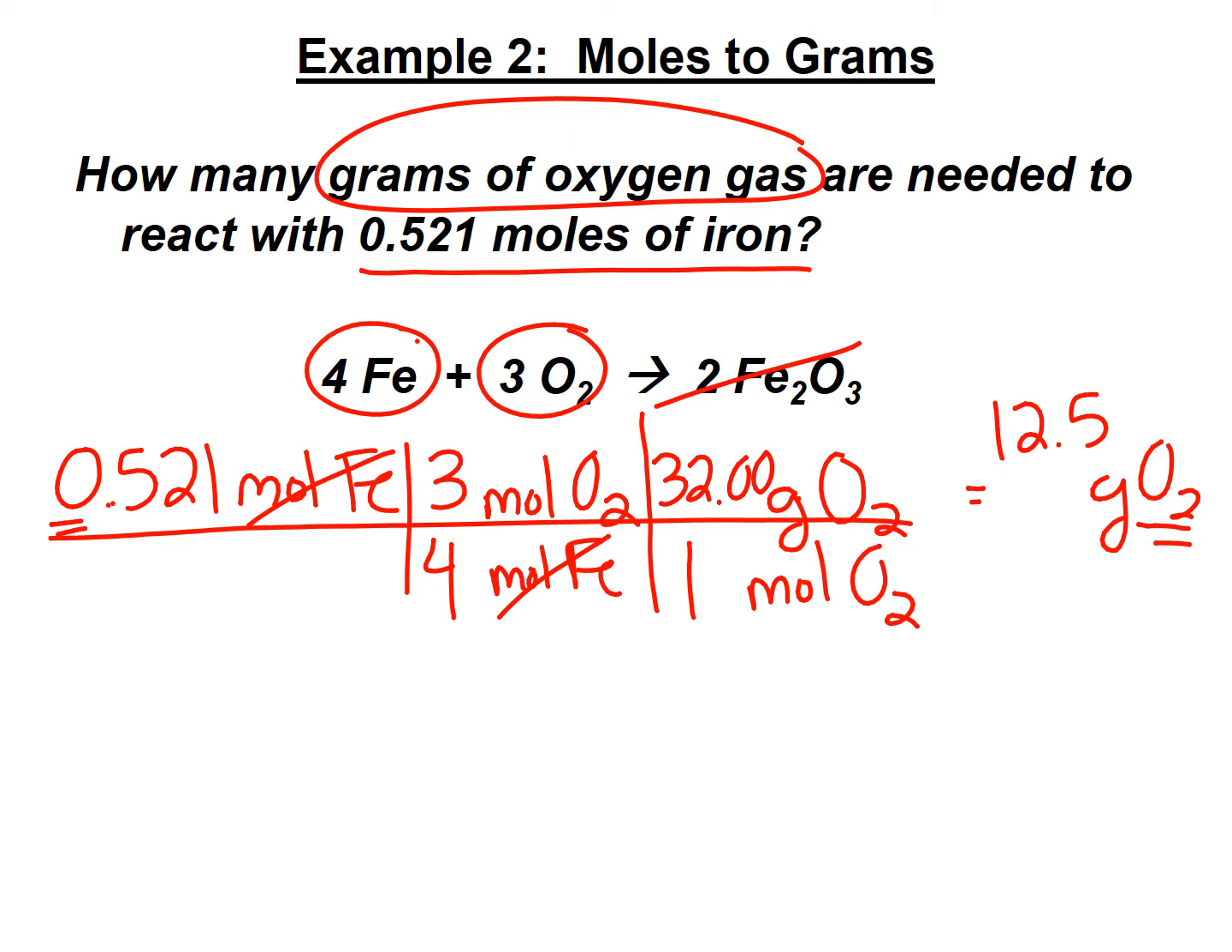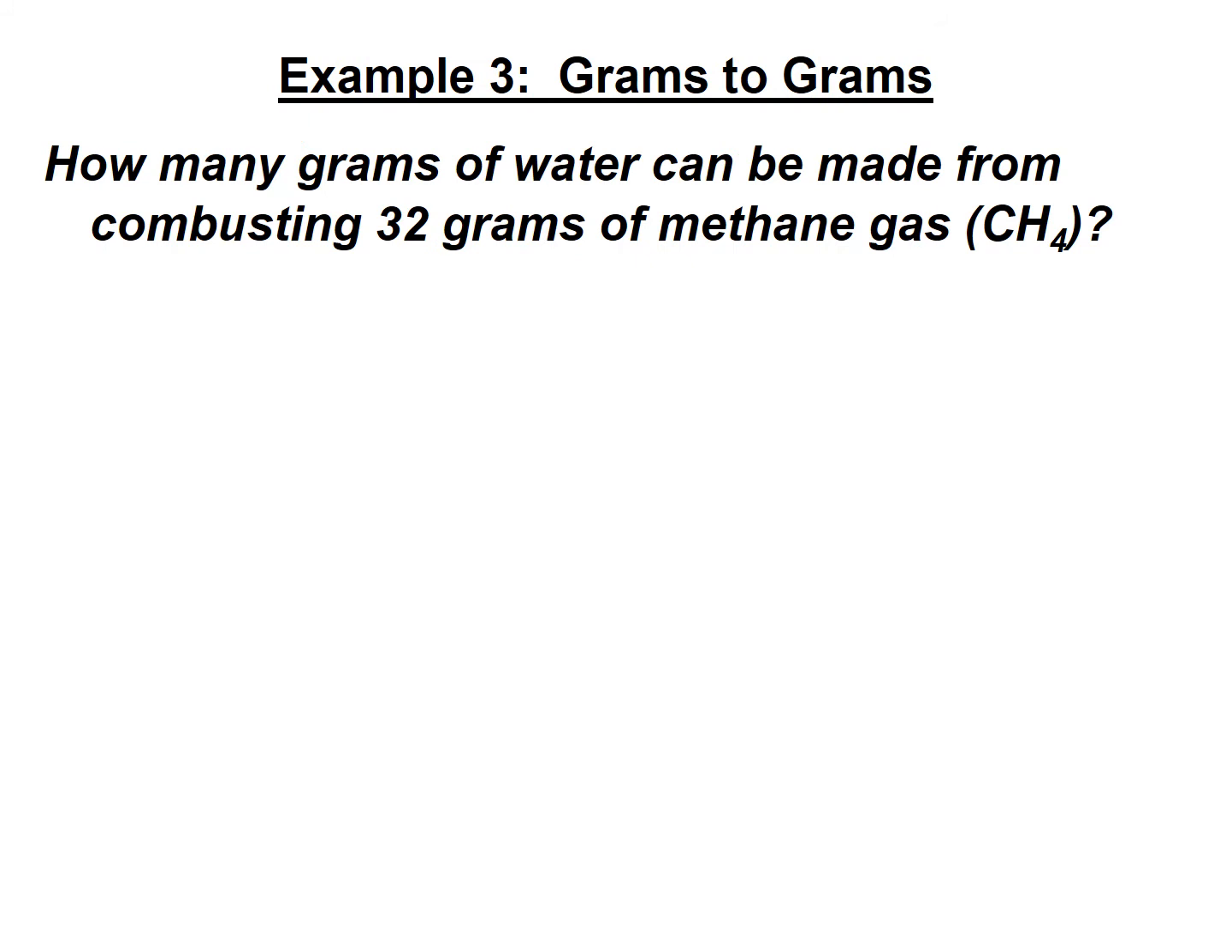All right, let's do another. And if you feel confident, you can try this, go ahead and pause and try it and check your answer. All right, so how many grams of water can be made from combusting 32 grams of methane gas? Now, the first thing you're probably going to notice here is that we don't have an equation like we've had before. Okay, but from Unit 5, you know how to do this.